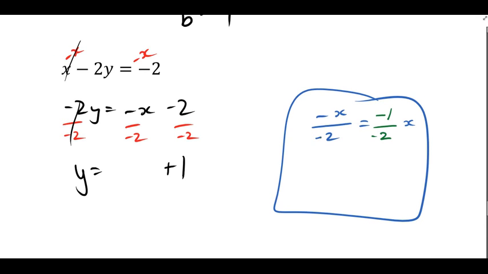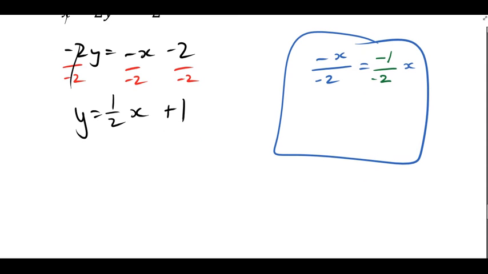That's what it should be like. So this ends up, -1 over -2 is just 1/2. So this ends up being 1/2 x. Okay, so now we can state our slope and state our y-intercept.